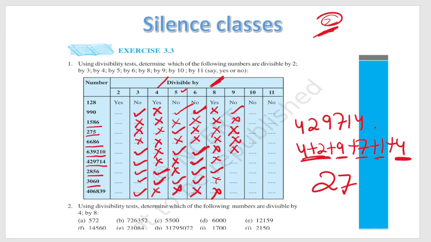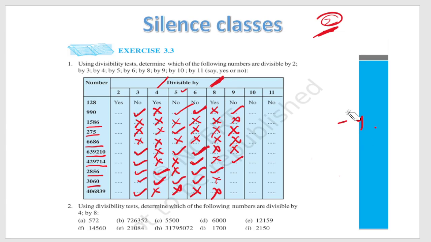While adding, find out the terms that make it easier. 4 plus 2 is 6. If I add 9 it takes more calculation, but 6 plus 4 is 10, and 10 plus 9 is 19. 19 plus 1 is 20, and 20 plus 7 is 27. 27 is divisible by 9. This means this number is also divisible by 9.